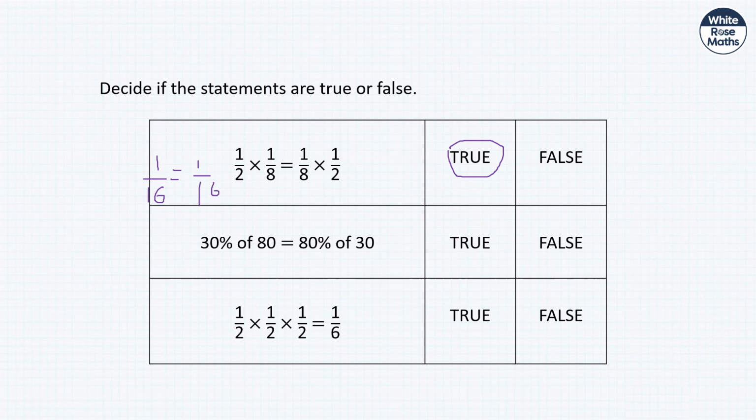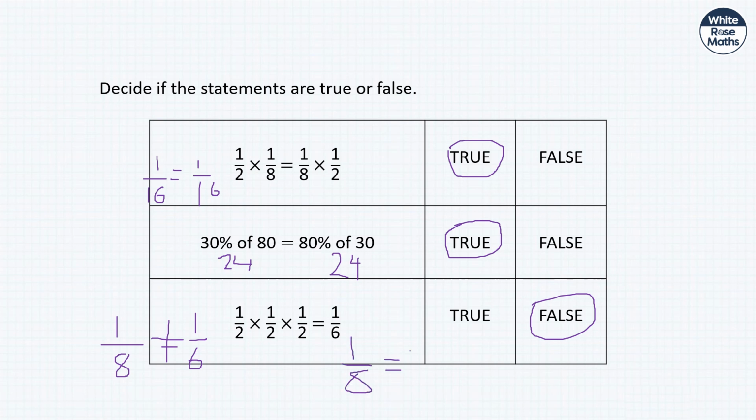What about this one? Well, I'm going to get 24 when I work this out, and I'm also going to get 24, so that is true. For this one, a half times a half times a half is actually 1/8. 1/8 does not equal 1/6, so therefore that's false, because 1/8 does not equal 1/6. That's what we call false.